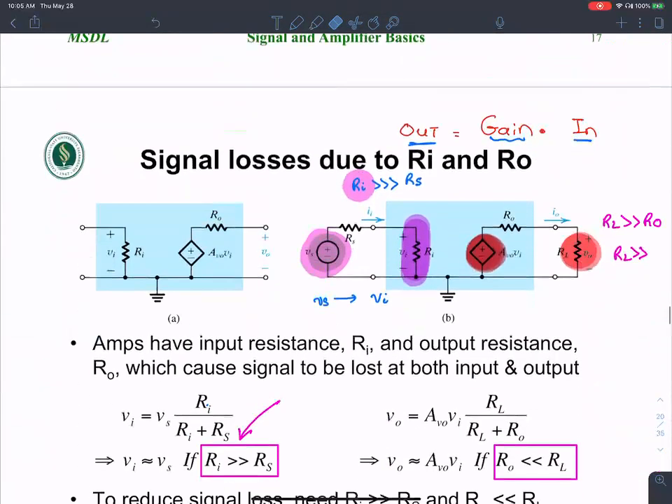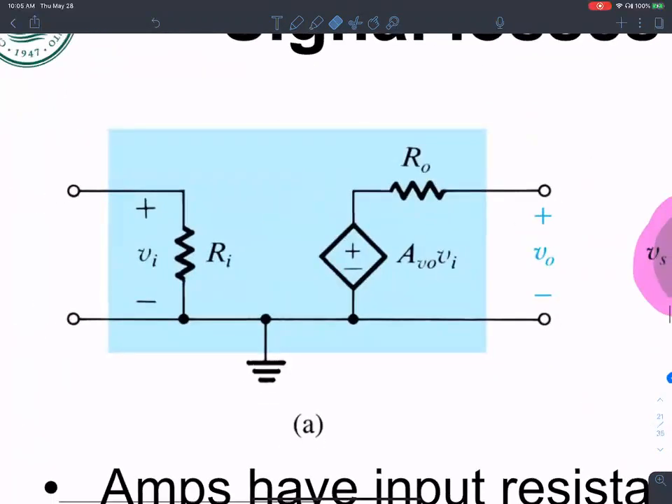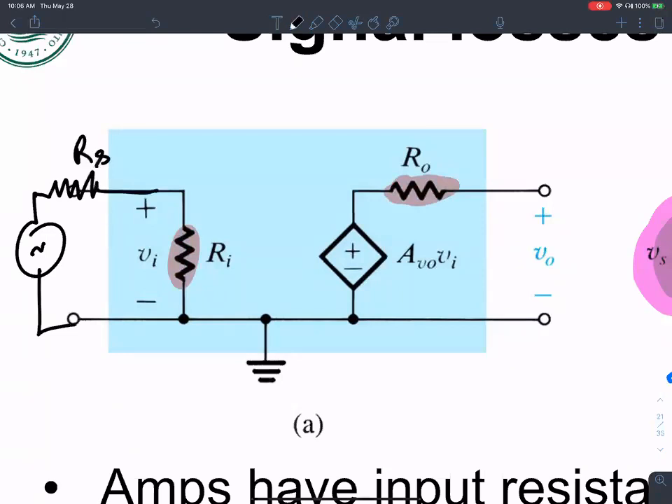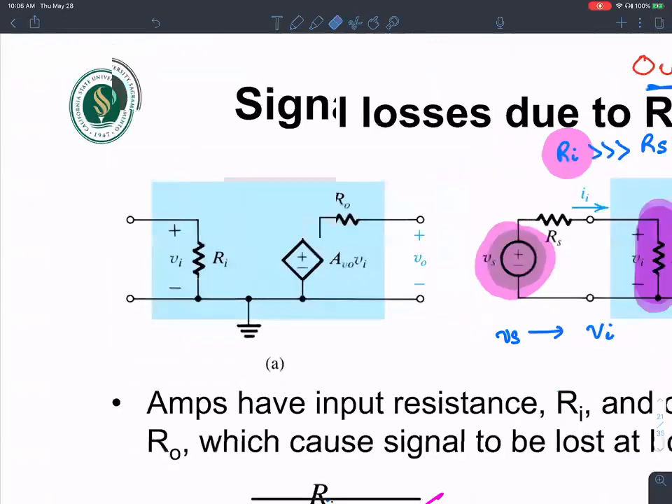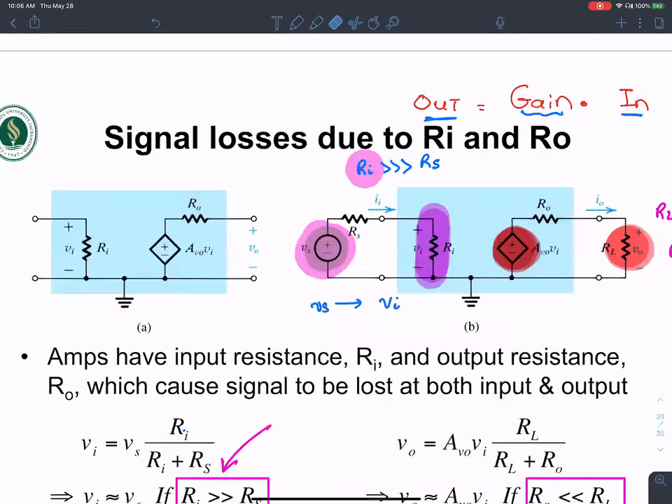In addition to that, we saw an amplifier model. Any amplifier has an input resistance and an output resistance. When you're trying to drive a signal into this, the signal itself is not ideal. It does come with some kind of source resistance, so this source resistance eats into the gain. This is what I mentioned: there is going to be some signal loss because of RI and RO. And I'm going to illustrate that using an example today in the class.